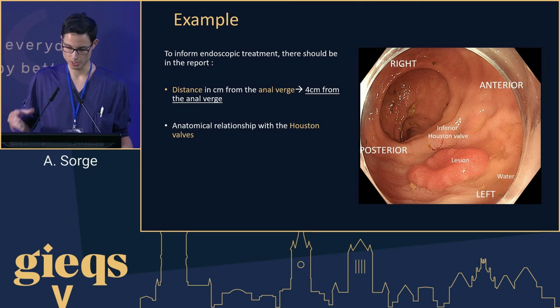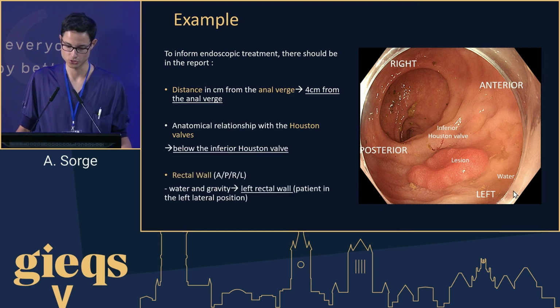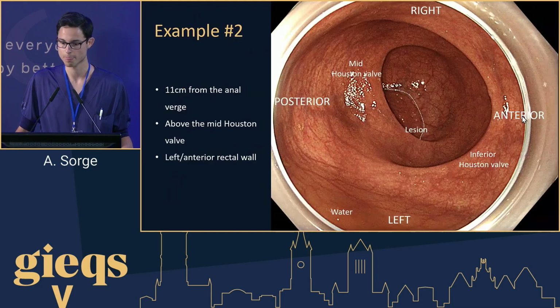There is water. We know that the patient is on the left lateral, so this lesion is on the left lateral wall, and we can say that the right lateral wall is the contralateral, and then we can infer the posterior and the anterior from this.